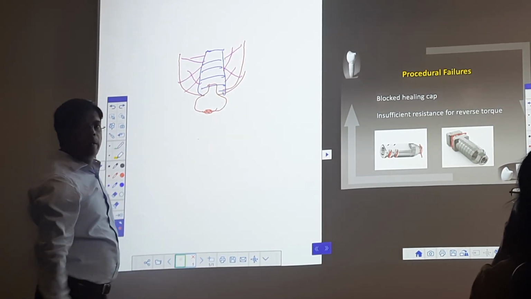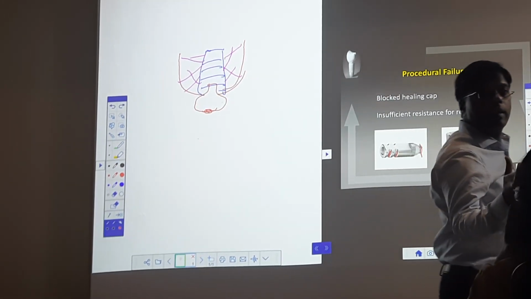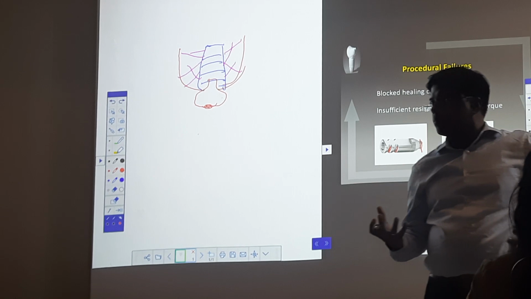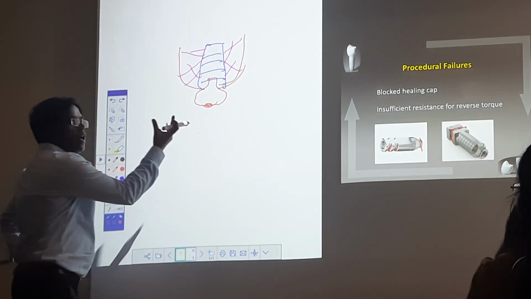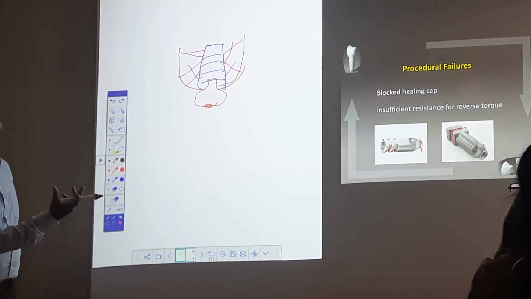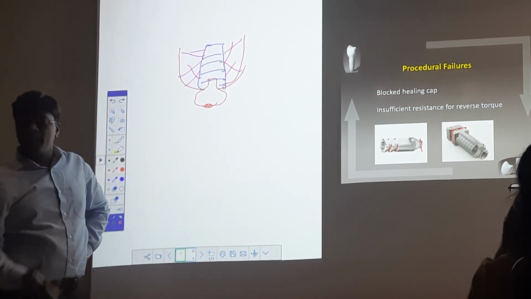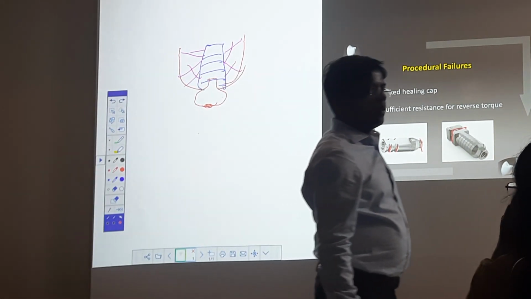I will put a healing cap. Now after a week, the crown comes. Now to put a crown, what do I have to do? I have to remove the healing cap. Now I am removing the healing cap, and along with my healing cap, the implant will go. The implant is also coming out.